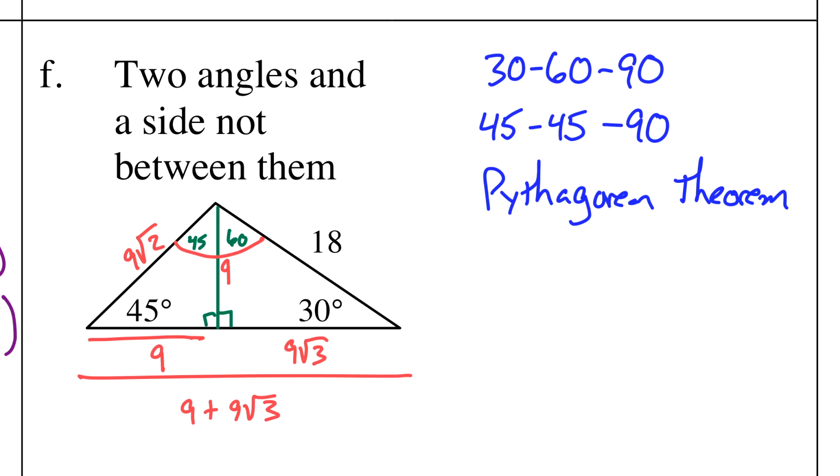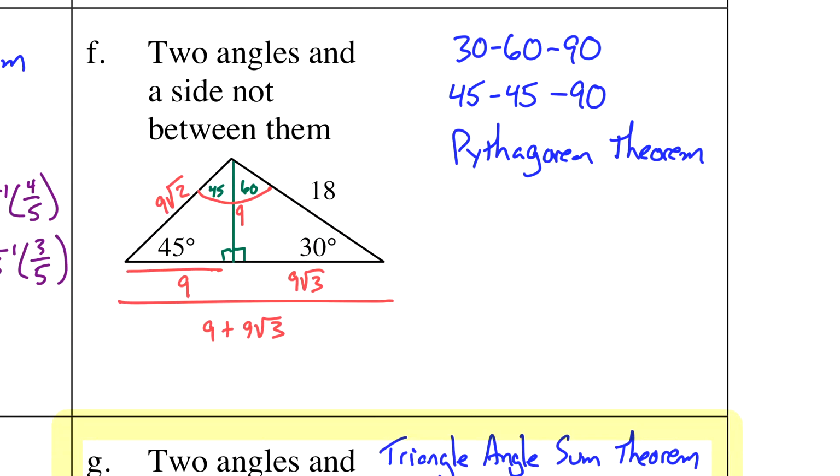All right, so if you didn't know your special right triangles, you could always end up using Pythagorean theorem at some point or combine with it.